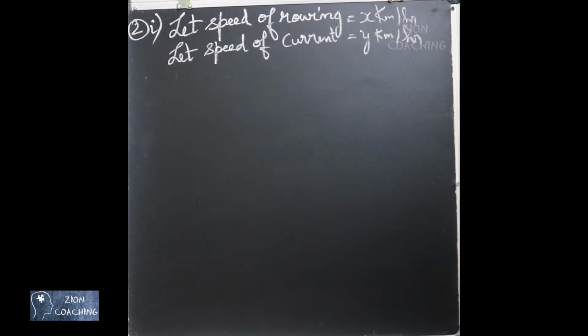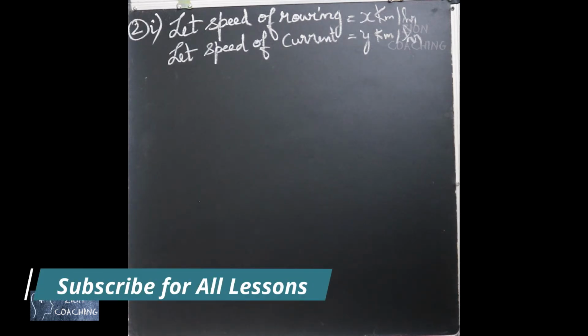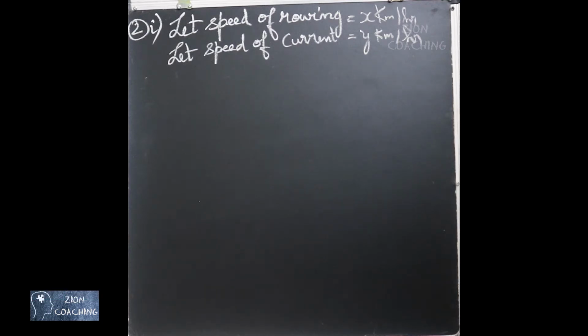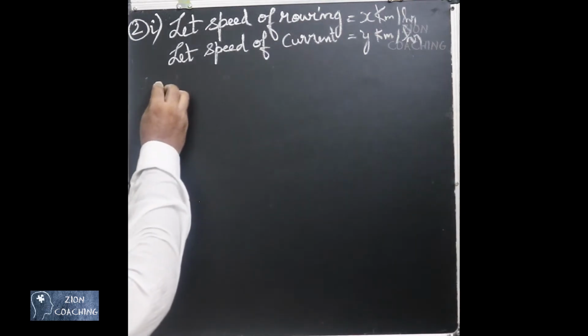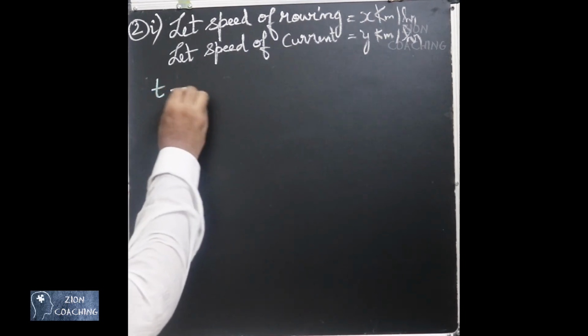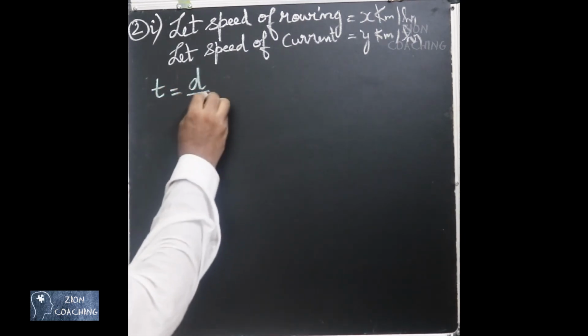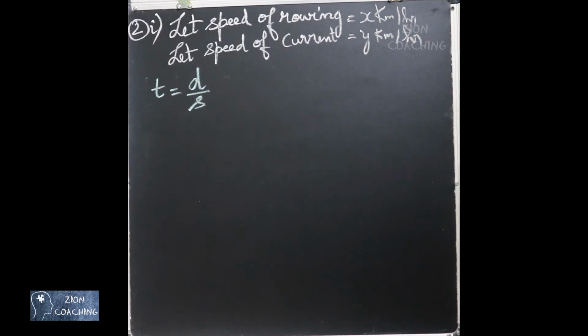We are going to find the speed of rowing. Let us take the speed of rowing to be x kilometer per hour and the speed of water current to be y kilometer per hour. You know that time taken is equal to distance traveled by speed. Now we will discuss the first situation.